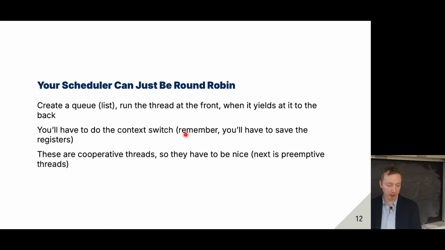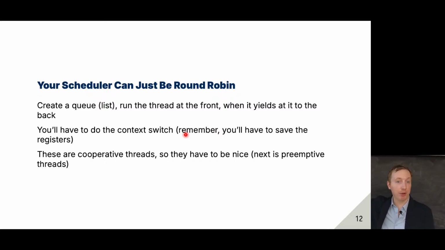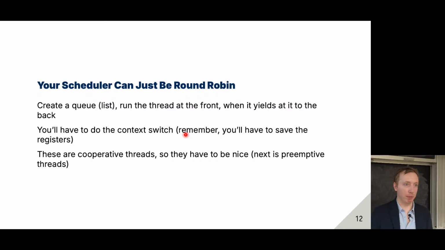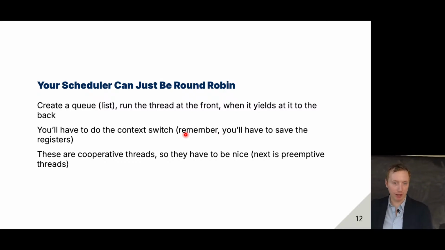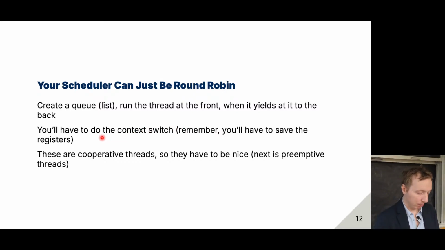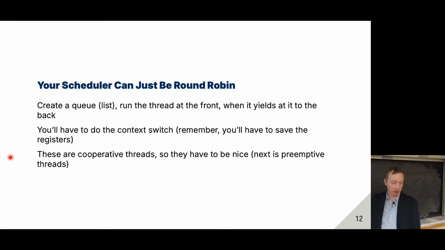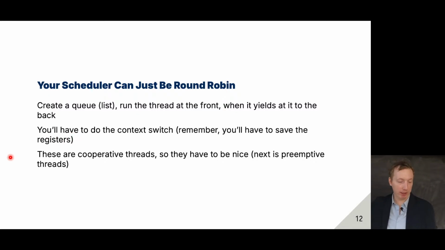When you do a context switch, you'll have to save the registers and all that. I will show you a nice way to do that so you don't have to do it manually. It will also depend on what CPU you have. If you have x86, you don't have to manually save RAX, RBX, and so on. I'll show you a way to do that through a library function, which under the hood will save all the registers for you. And they're going to be cooperative threads, so they have to be nice.